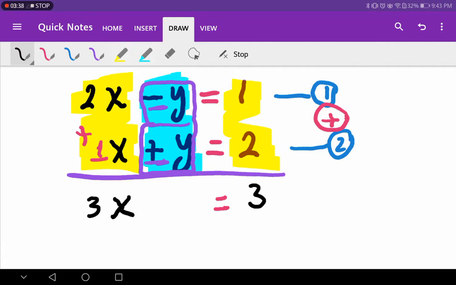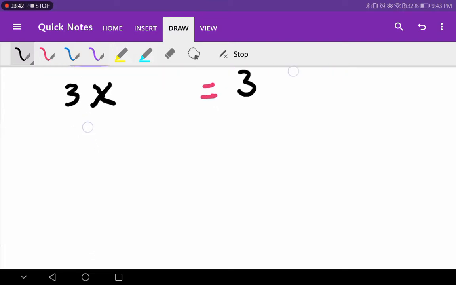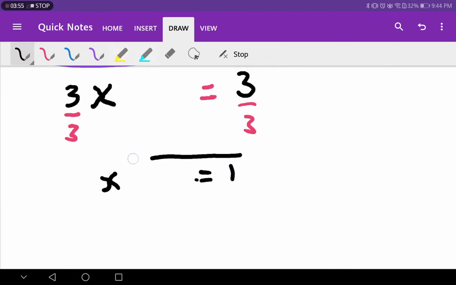So I get 3x equals 3 when I add equation number 1 plus equation number 2, which is great. Now divide by 3. So x is alone and happy now. x equals 1.